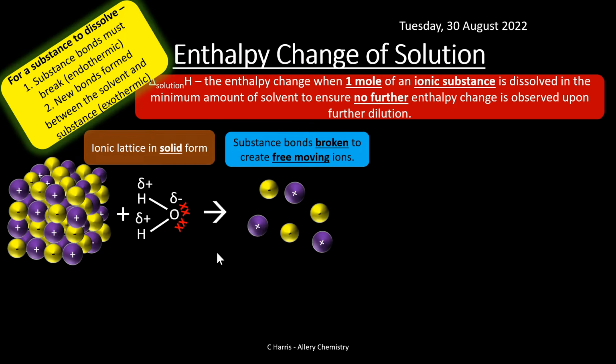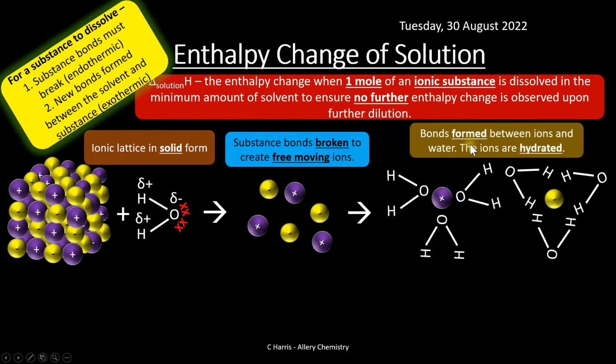So in theory, the first thing we need to do is break the bonds first. The bonds are all broken up first, and obviously the attractive forces on the water molecule are helping to break these apart. Now that is broken up into free moving ions, and then bonds are formed between the water and the ions. Your delta negative oxygen will be attracted to the positive ions, and your delta positive hydrogens will be attracted to the negative ions. Now we say that these ions are hydrated. Basically they're surrounded by water. Kind of makes sense, doesn't it?